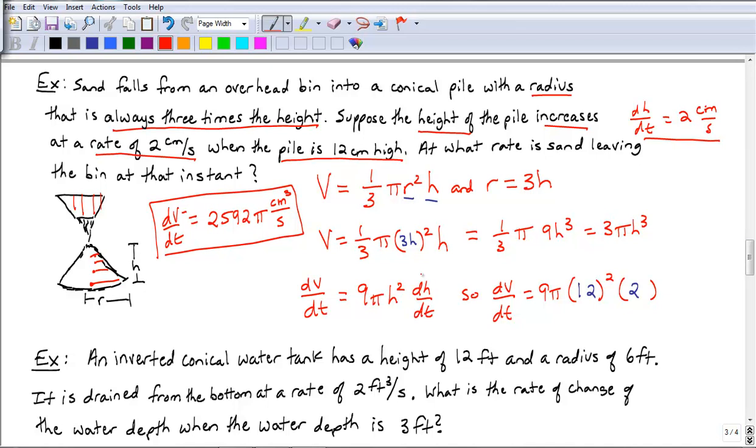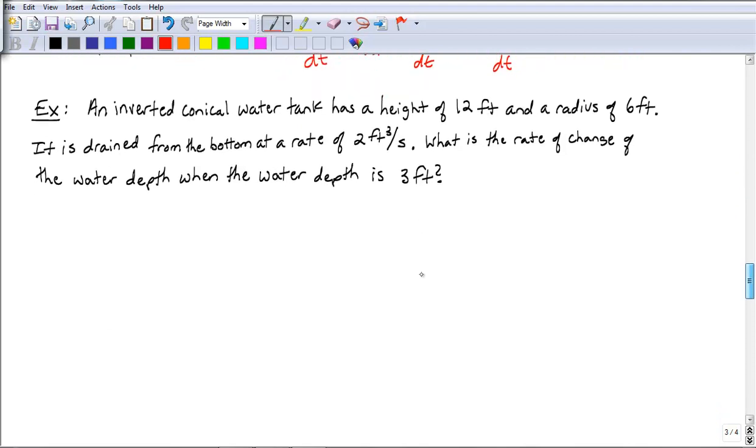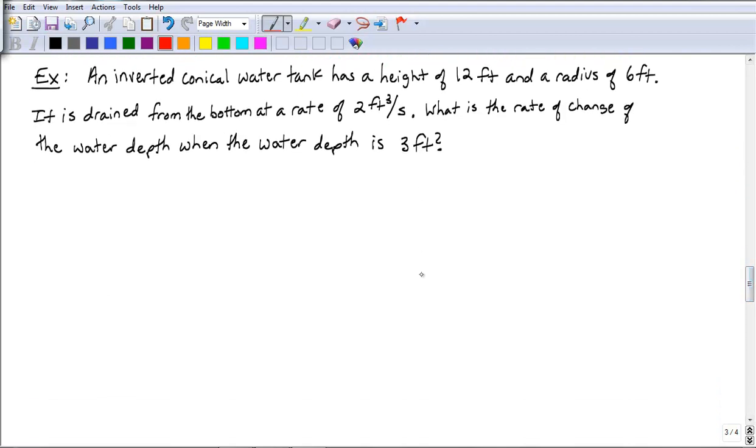Well, here's another one that's similar, except this one's the tougher one. It's the inverted conical water tank of height 12 feet. Inverted conical is kind of like the cups you use at the water bottles. And what happens is there's a hole in the bottom, and this stuff is draining out of here.